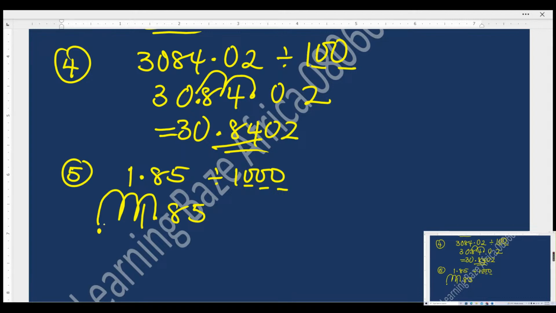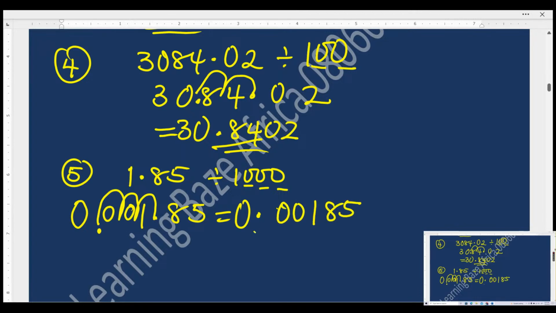You can see that I have boldly written my decimal point. Now, what happens to the empty spaces between the decimal point and the number? I'm going to fill them up with 0. Then to the left side of my decimal point, I should have a number there, which would be 0. So the answer is equal to 0.00185. So 1.85 divided by 1000 is equal to 0.00185.